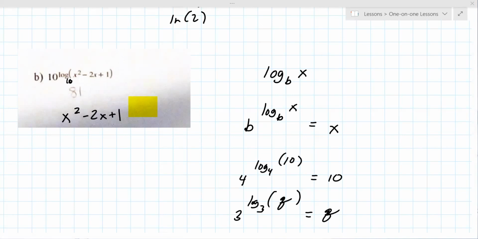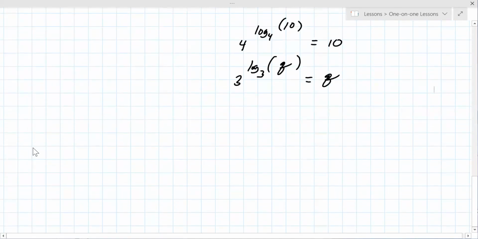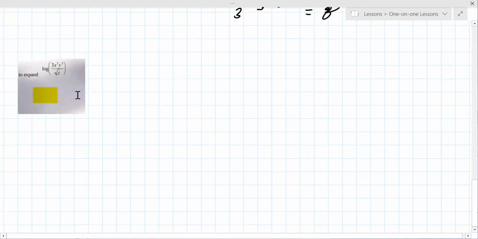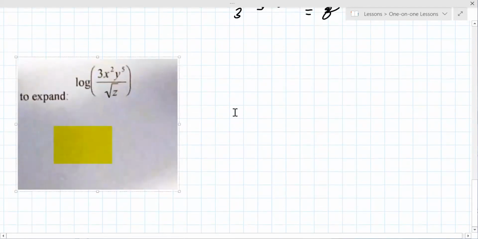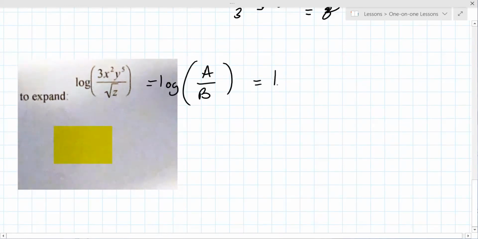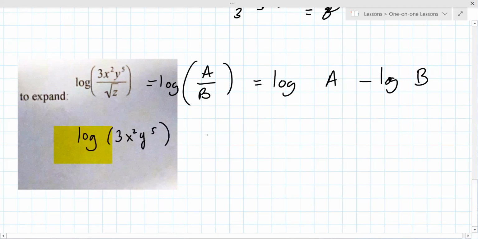So let's see here. We can expand the next one. So this one is more complicated than any of the ones that I remember working with you on. You have to expand this. The first view of this is that really it's the log of something on top over something on the bottom. And this is always log on top minus log on bottom. Okay, so this becomes log of 3x squared y to the 5th minus log of the square root of z.